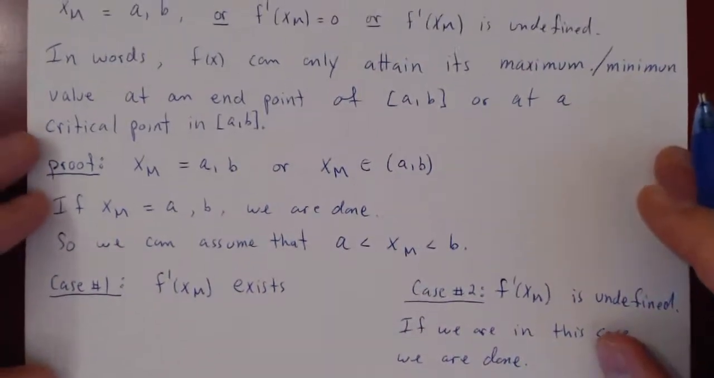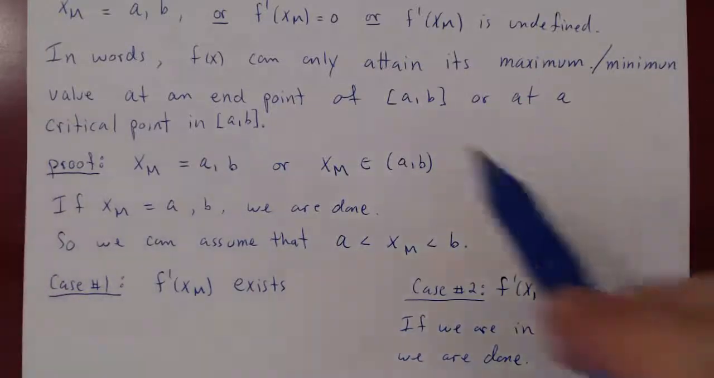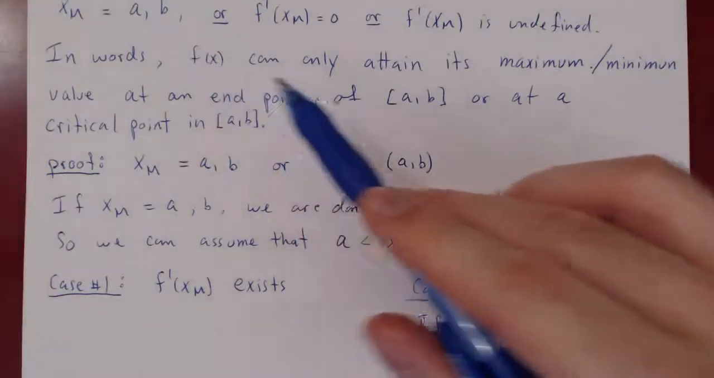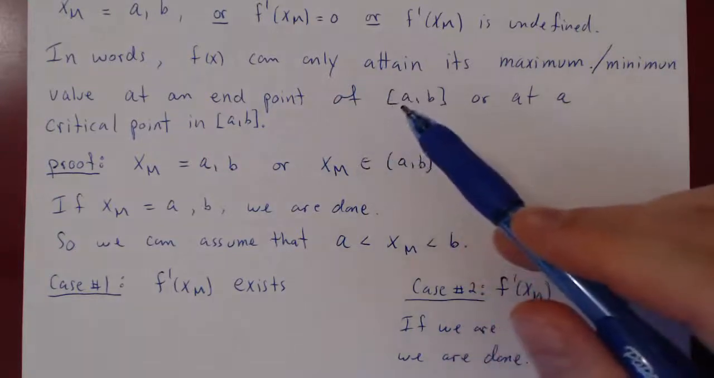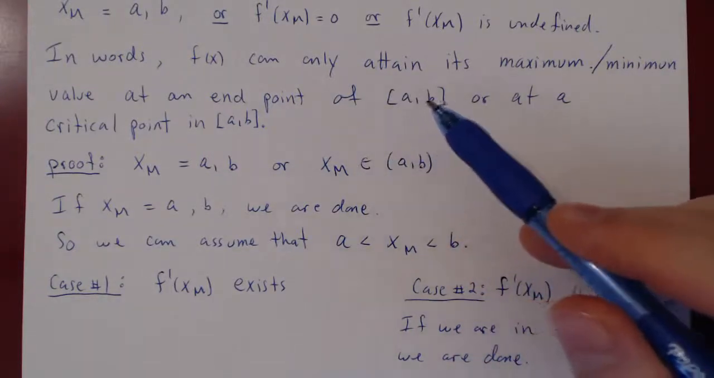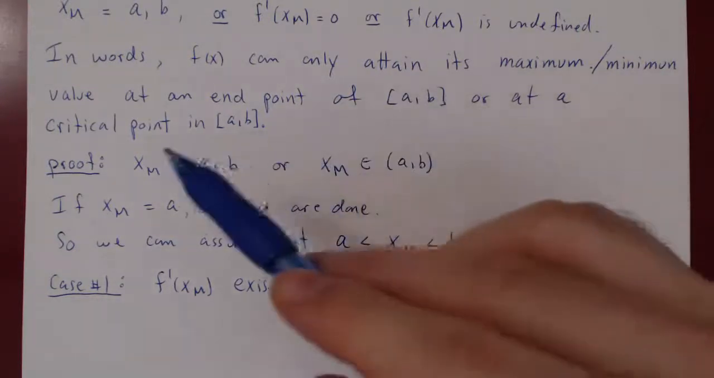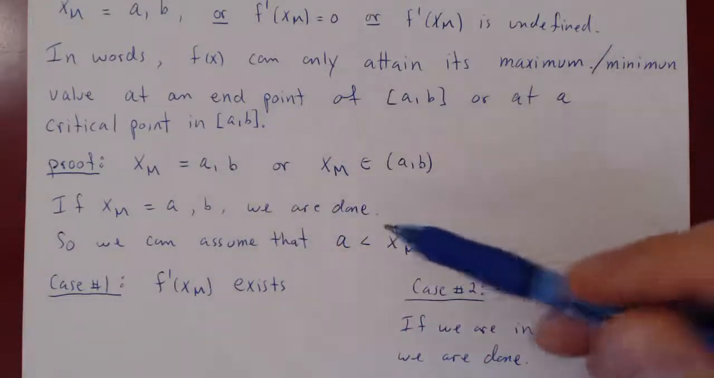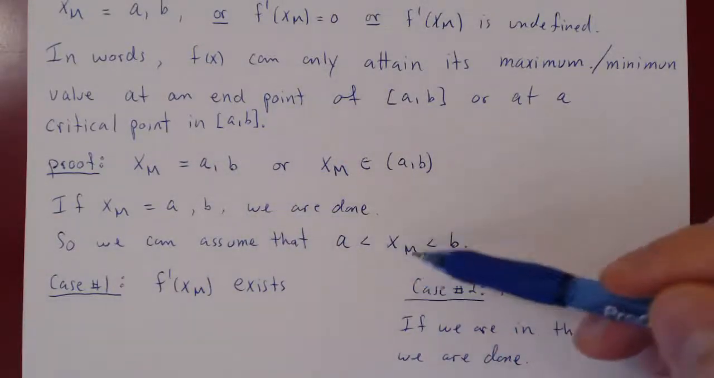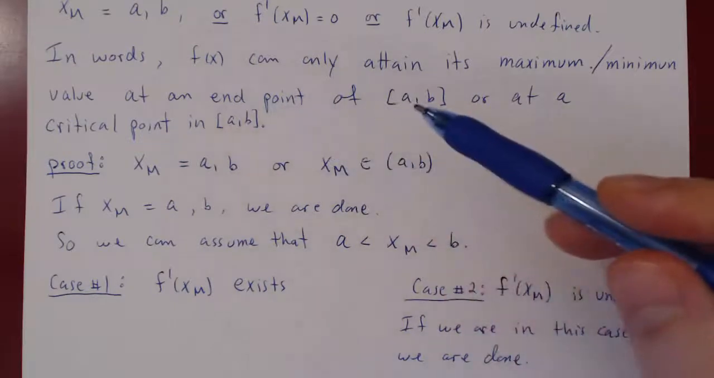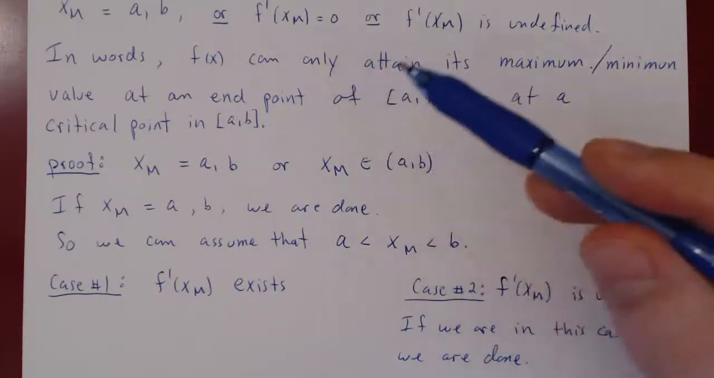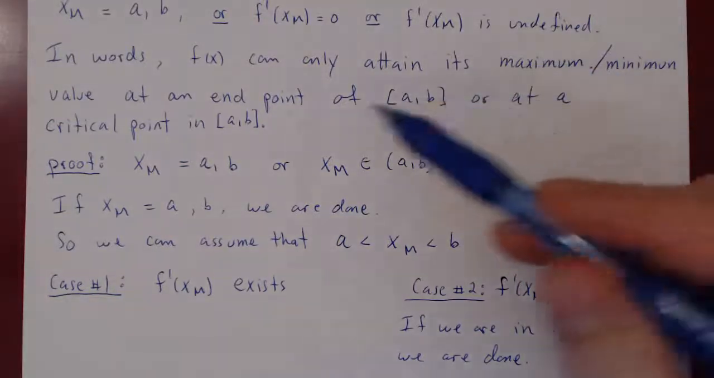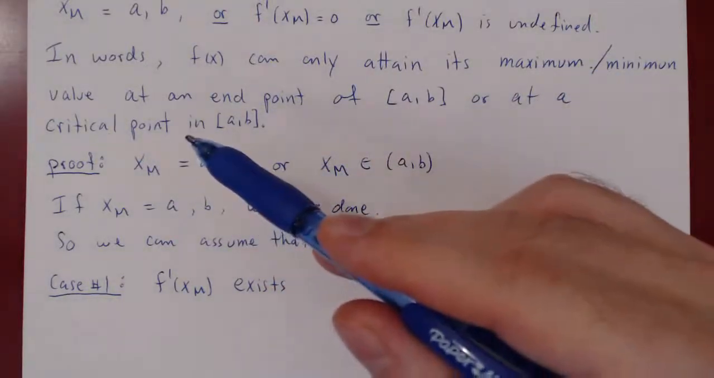Well, let's look at our conclusion. The result says that the function can only attain its maximum or minimum value at an endpoint of the interval, so either a or b, or at a critical point. Well, clearly we are in this case, so xm is not an endpoint of our interval. The only other option in our statement is that the absolute maximum will be a critical point.